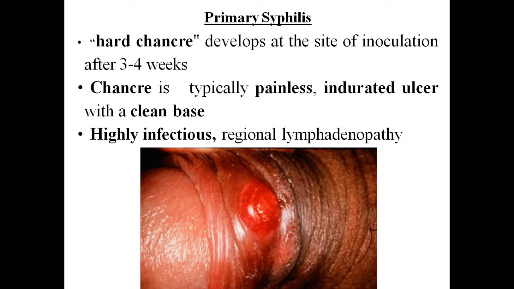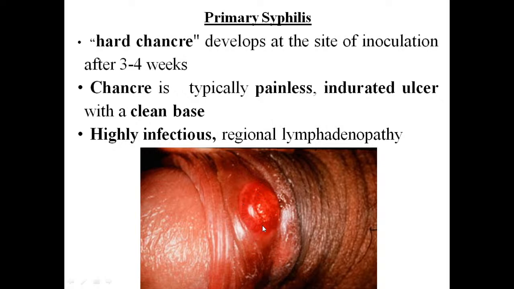The first one is primary syphilis. I have just said this stage of disease is characterized by very specific clinical manifestation that is called hard chancre. Hard chancre develops at the site of inoculation of bacteria, the human organism, after 3-4 weeks. So, where can it occur? Hard chancre, look here. In this photo you can see hard chancre of the penis.